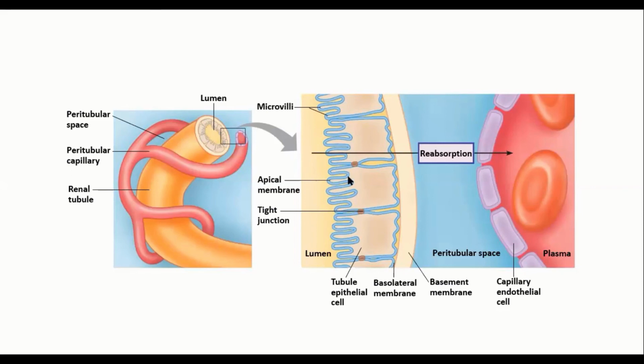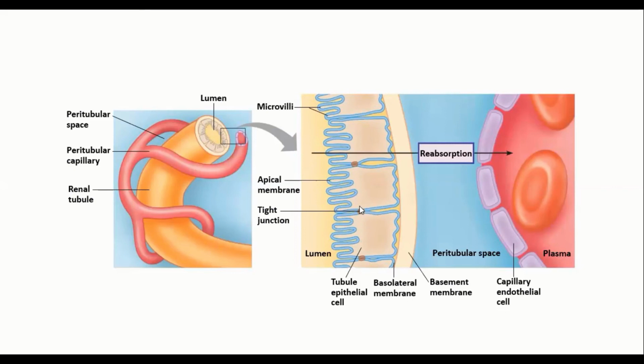Okay. So on the apical membrane of our tubules here, we have these microvilli. So we can see that we're really increasing the surface area here for reabsorption. We can see that on the basolateral membrane, or really these lateral parts of these cells, we have these tight junctions. So we're kind of sealing off this space between the cells so stuff can't sneak through.